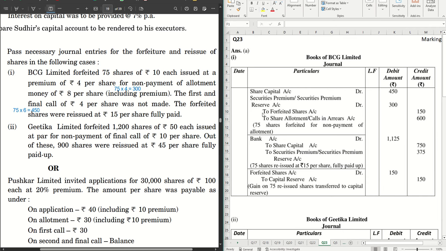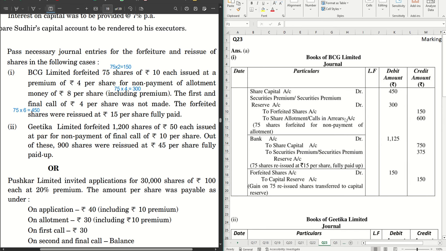Then we have to share forfeiture account or forfeited shares account. This will include the money which has been received. Now, as you can see here, rupees 4 was on first and final call, and rupees 4, the face value on allotment was 4. So only 2 rupees have been received on these 75 shares. So that is the money which is forfeited. So 75 into 2, which is 150, that is the amount that has been forfeited and which is credited to forfeited shares account 150.